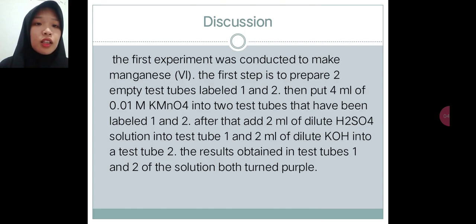After that, add 2 ml of dilute sulfuric acid solution into test tube 1 and 2 ml of dilute sodium hydroxide into test tube 2. The result obtained in test tubes 1 and 2 was that the solution turned purple.